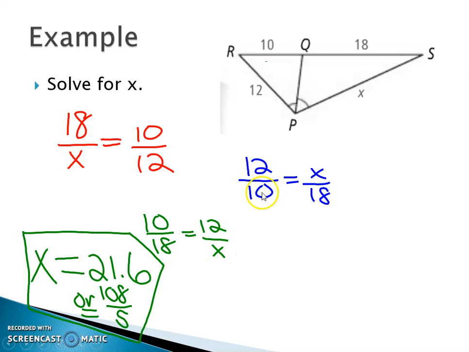It doesn't matter how you set it up, as long as you are putting the right corresponding spots, you're going to get the same answer. So I'm going to stick with 18 over x, 10 over 12. Cross multiply, divide. x is 21.6. So this is 21.6. So you use proportion to solve for the missing side.